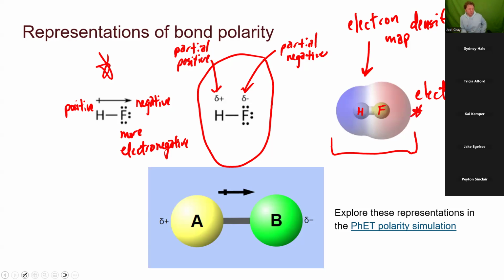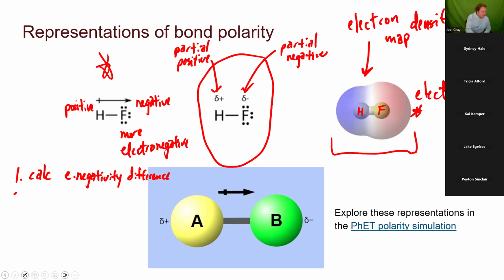So there's a couple of different ways that I want you to be able to look at a bond. I want you to be able to, one, calculate electronegativity difference. Do I need you to memorize the electronegativity values? No, not at all. I will always provide you with the necessary electronegativity values.